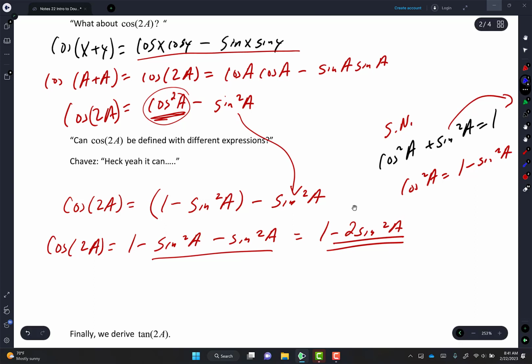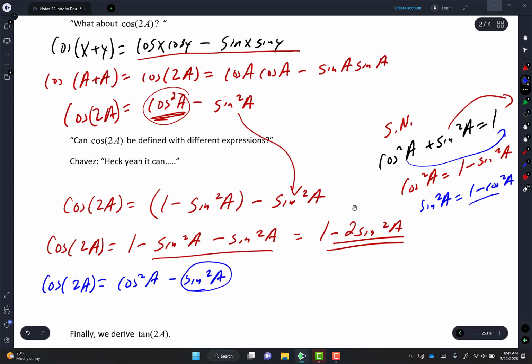One more different one. I'm going to start from here again. Cosine 2A equals cosine squared A minus sine squared A. I could have also moved this to the right. I could have said sine squared A is equal to 1 minus cosine squared A. So that means I could have replaced sine squared A with 1 minus cosine squared A. So I can say cosine 2A equals cosine squared A minus, parenthesis, 1 minus cosine squared A. And then distribute the negative.